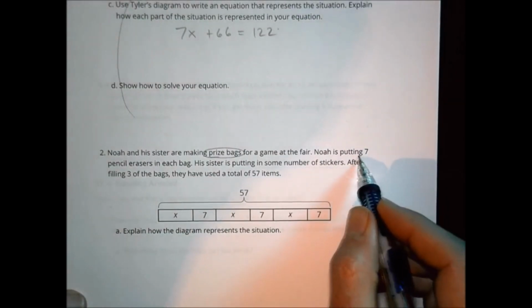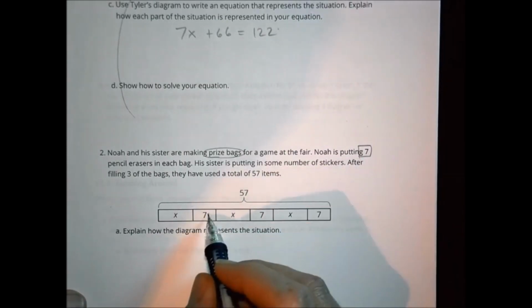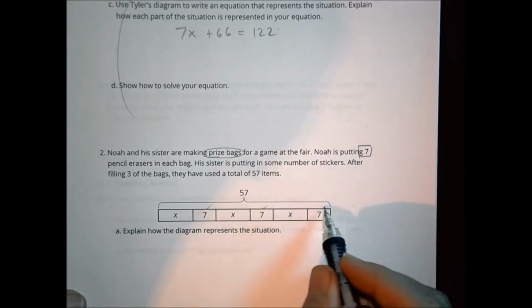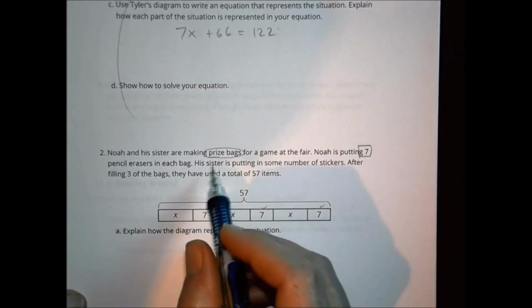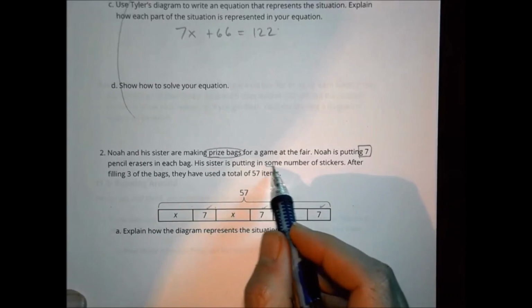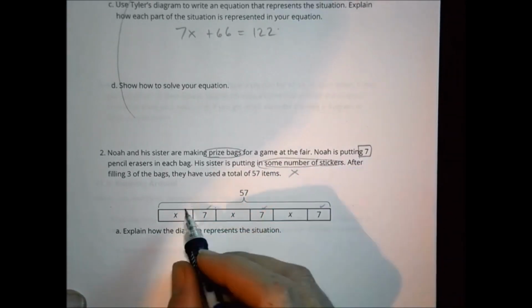Noah's putting 7 pencil erasers in each bag. So let's see, where's that at? Here's our 7, and our 7. Notice here we have prize bags. These are our bags here. His sister's putting in some number of stickers. Some number of stickers. That's probably going to be our X, right?